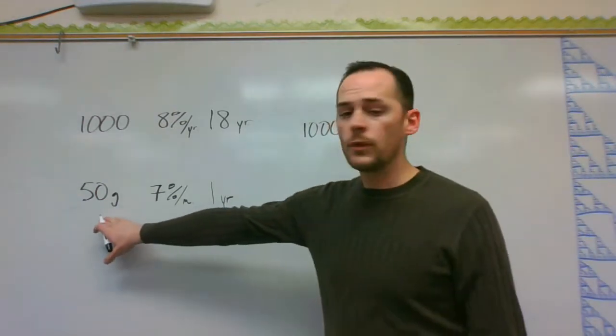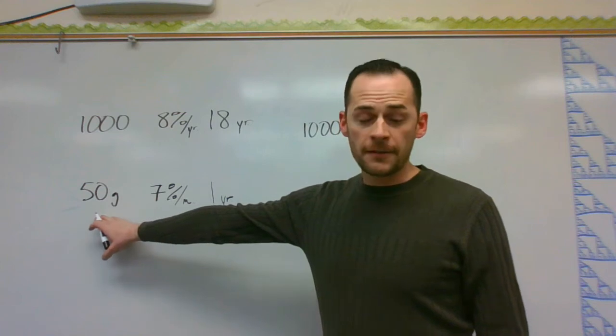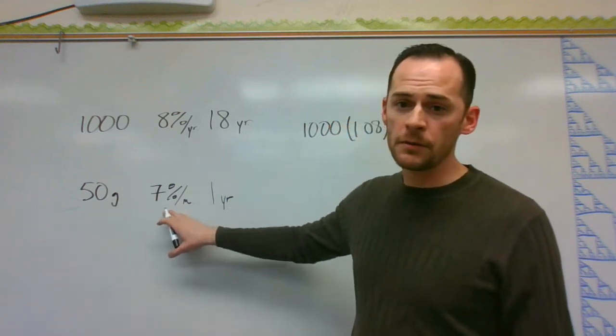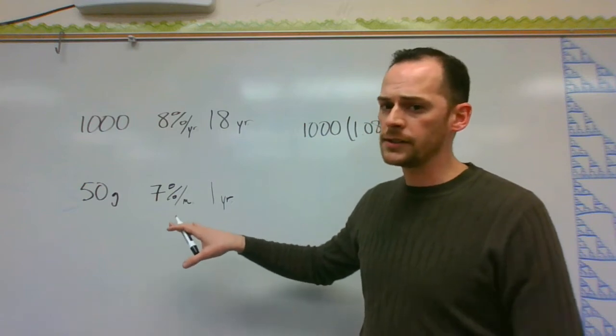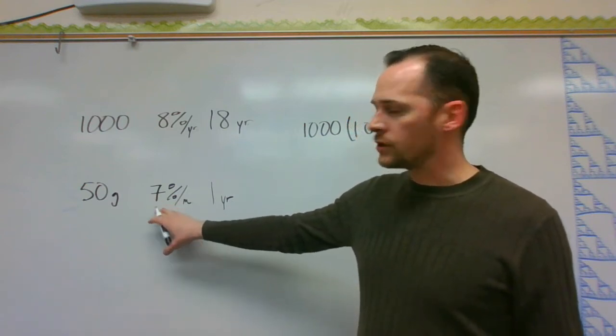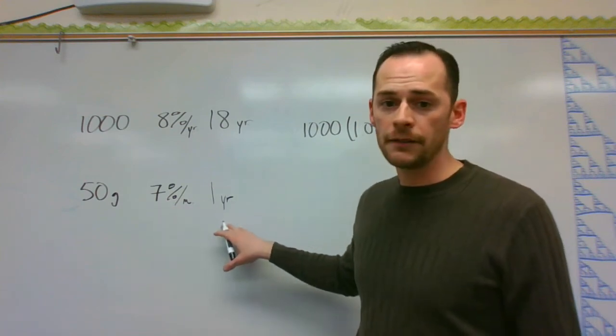Okay. Same thing. We have 50 grams of a radioactive material. Okay. It's breaking down at a rate of 7% per month. I know it's not quite realistic, but it's breaking down at 7% per month. I want to know how much is left after a year.